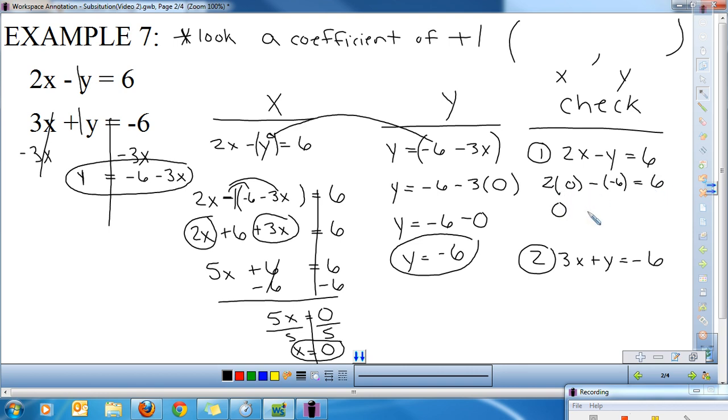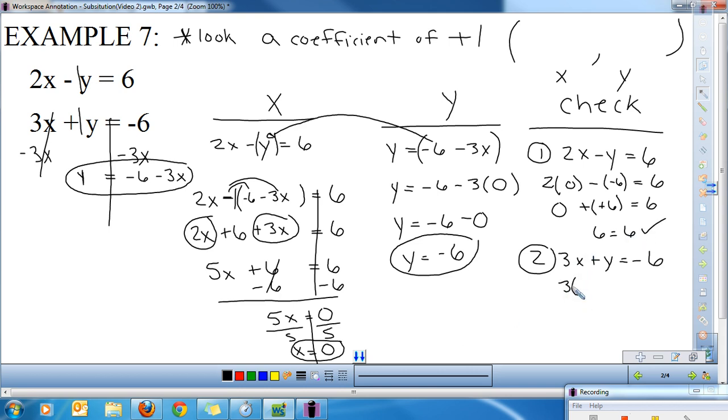2 times 0 is 0. And then I have minus negative 6. Now, this is a little bit tricky, but remember when you have two negatives, subtracting a negative is like adding. And 0 plus 6 is just 6. It works. Let's try the next one.